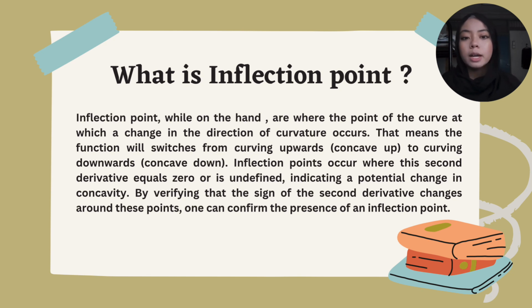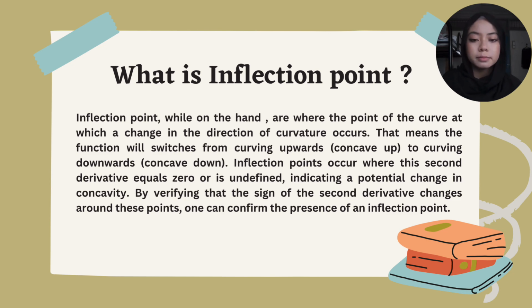Inflection points are points on the curve at which the direction of curvature changes. That means the function switches from curving upwards, concave up, to curving downwards, concave down. Inflection points occur where the second derivative is zero or is undefined, indicating a potential change in concavity. By verifying that the sign of the second derivative changes around these points, one can confirm the presence of an inflection point.